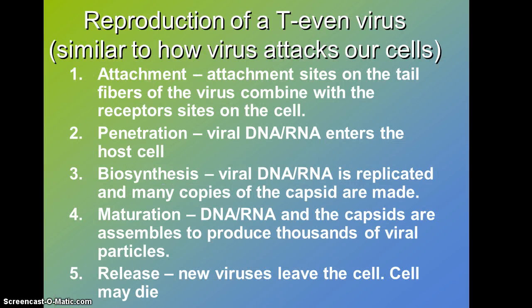There are some basic steps to how a virus reproduces and how it attacks cells. Here are the basic steps. There's attachment, penetration, biosynthesis, maturation, and release. These are the 5 main things that have to happen in order for a virus to be able to attack and get inside of the cell and start reproducing. The first basic step is that attachment process. The attachment site on the tail fibers of the virus combines with the receptor sites on the cell. If that can't happen, the virus can't attack anything.